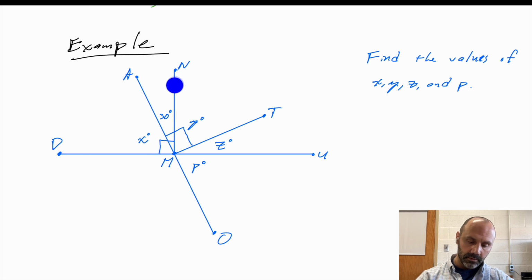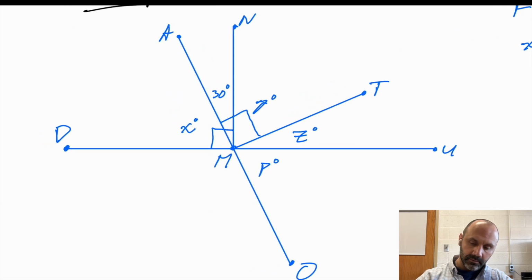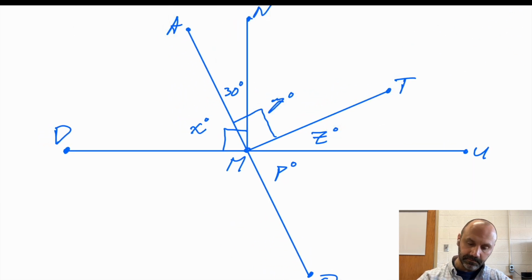DMN is a right angle, and it's being broken up by this segment here, segment AM. But angle AMT is also a right angle. And so that means I've got a couple of pairs of angles that are complementary. Angle DMA is complementary to angle AMN. Right, so these two have to add to 90 degrees. And so I know that X has to be 60 degrees, right?